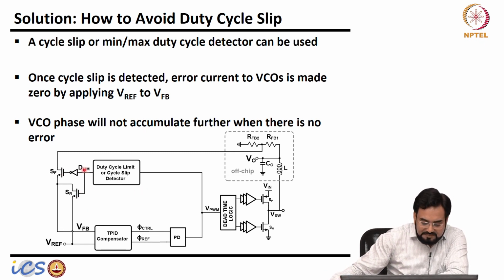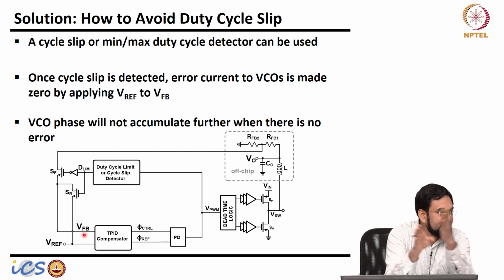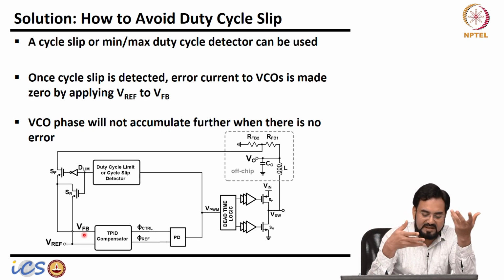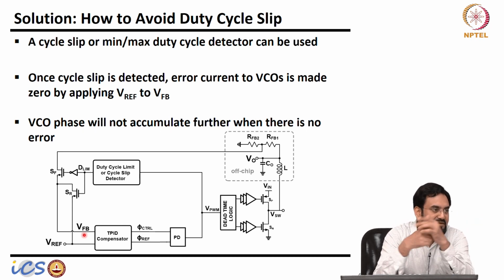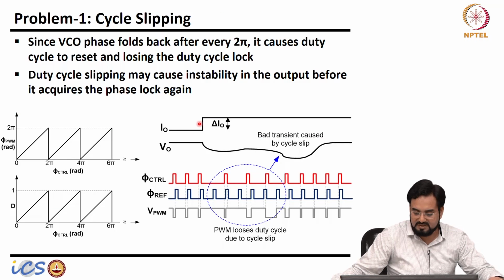Whenever this duty cycle limit or cycle slip is detected, we know one end is connected to Vref, the other is connected to VFB. So we remove the VFB and connect Vref through this FET and make the error voltage 0. When the error voltage is 0, the phase will not accumulate and will not try to go towards 2 pi. When it comes back to steady state, D lim will automatically go to 0. It will only be active when it tries to cross the maximum duty cycle. So it will come back and the output will get settled, and you will not see this kind of behavior.